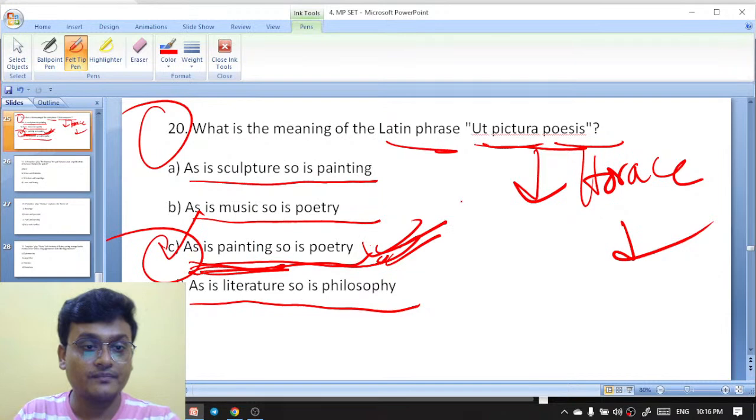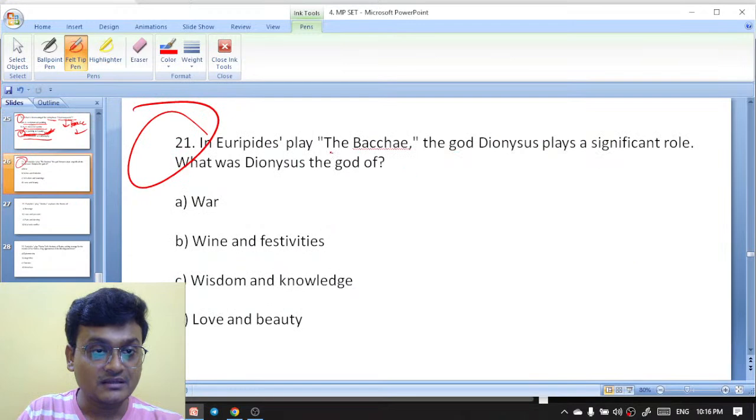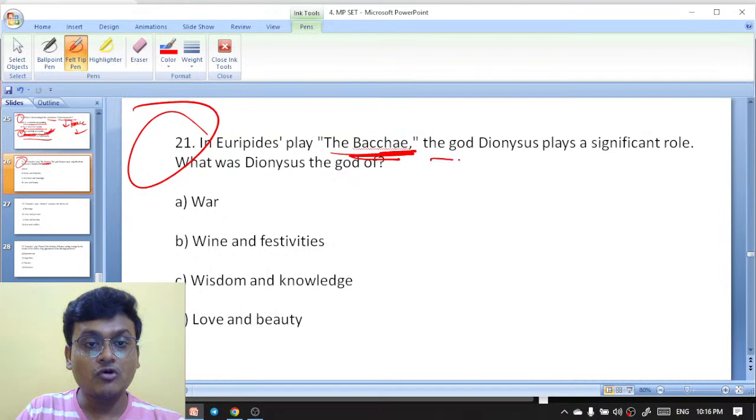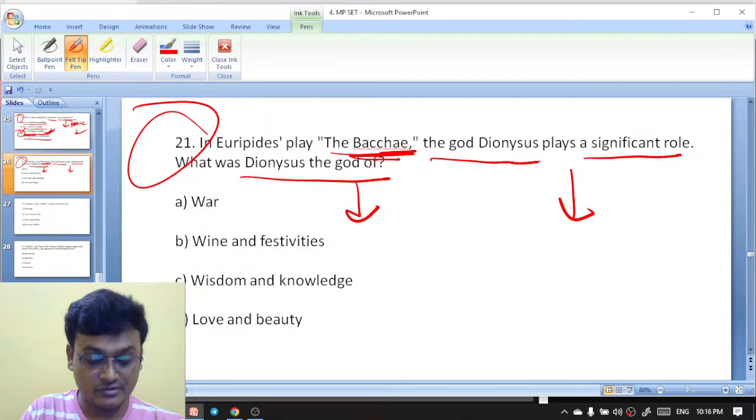In Euripides' play, the Bacchae, the god Dionysus plays a significant role. What was Dionysus the god of? War, wine and festivities, wisdom and knowledge, love and beauty.